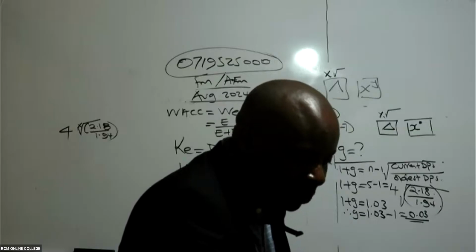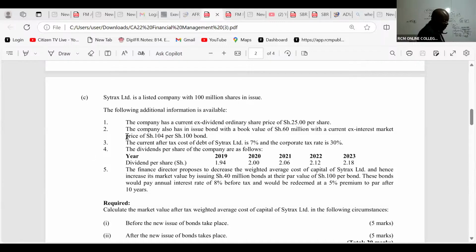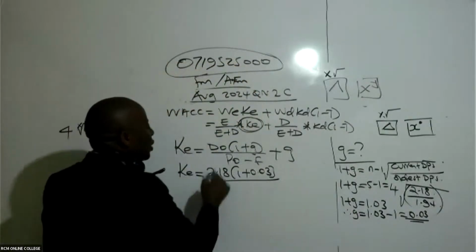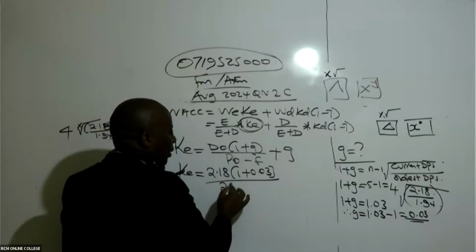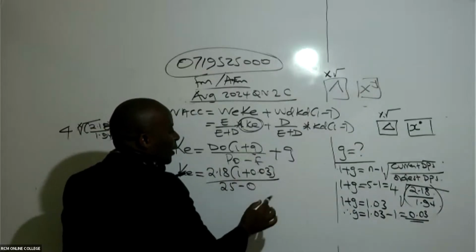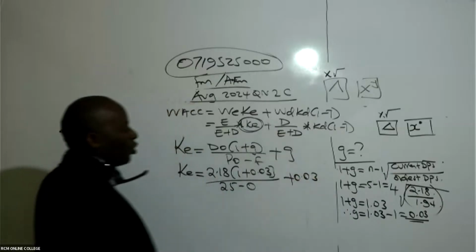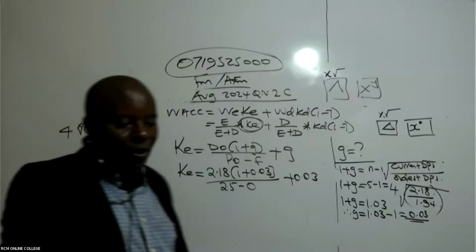So the current price per share, you can see here. The company has a current ex-dividend ordinary share price of 25. So in this case, the current price per share, not per bond, but per share is 25. There is no flotation cost given here, plus this growth rate of 0.03.